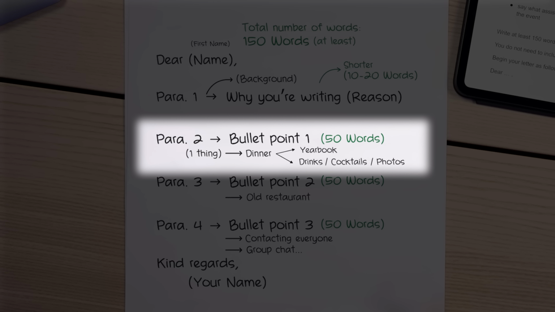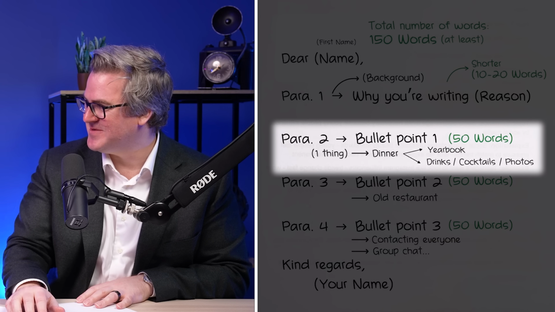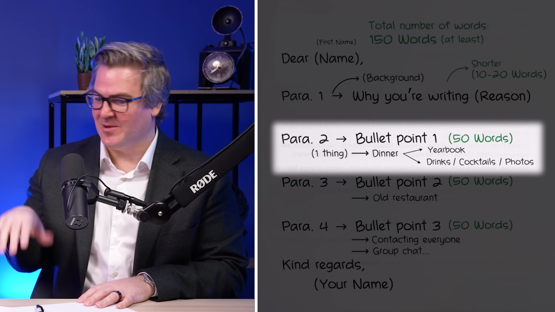Take photos. So it's good to have some ideas. What we want to avoid is writing just a list of stuff. So you don't want to say, let's go for dinner, we'll look at the yearbook, then we'll have some drinks, could even have cocktails, then we'll take some photos. So it's just like a shopping list of stuff.